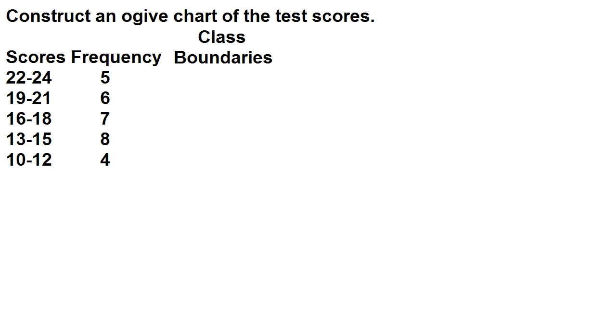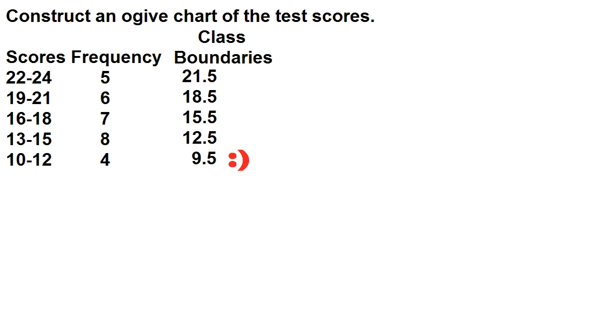Let's subtract 0.5 from each of the lower limits. 22 minus 0.5 is 21.5. 19 minus 0.5 is 18.5. 16 minus 0.5 is 15.5. 13 minus 0.5 is 12.5, and 10 minus 0.5 is 9.5.